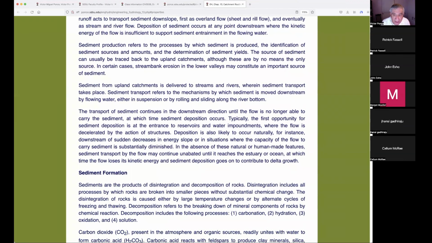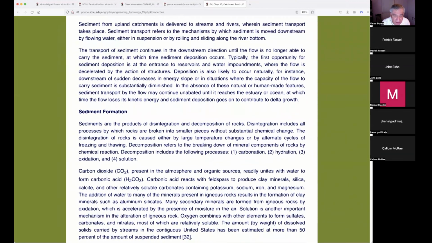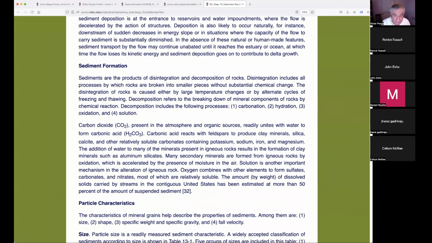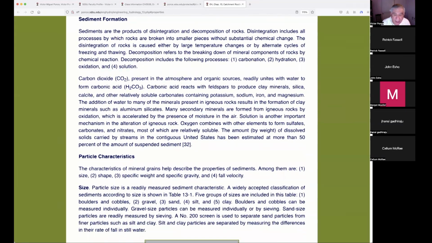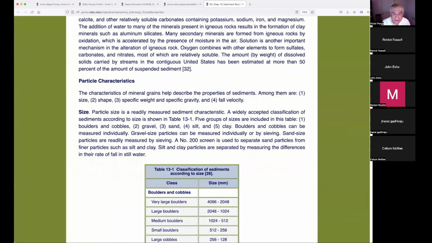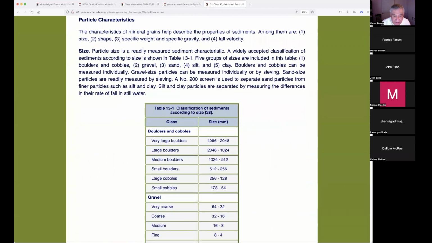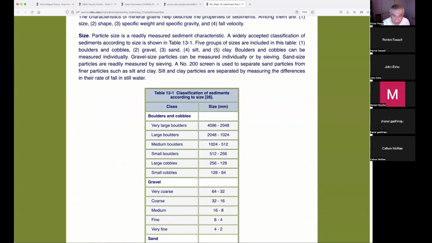Sediment formation. Sediments are the product of disintegration and decomposition of rocks. That is already easy to understand. Particle characteristics: the size of the grains describes their properties. Among them are size, shape, specific weight, specific gravity, and fall velocity. For size, there's a classification which is given by AGU, I believe, American Geophysical Union, this one over here.